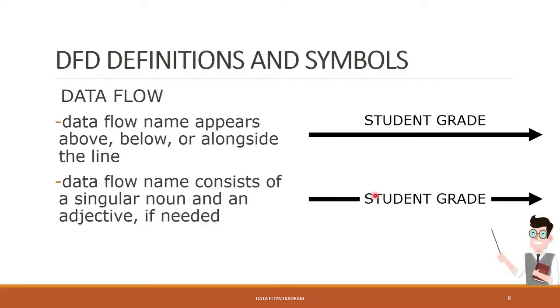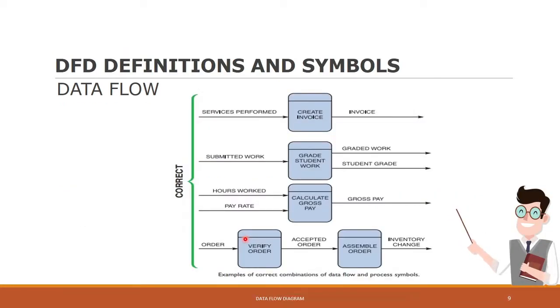The data flow name appears above or below or alongside the line. A data flow name consists of a singular noun and an adjective if needed. Examples of data flow names are deposit, invoice payment, student grade, order, and commission, etc. A data flow must have a process symbol on at least one end. Here's an example of a correct combination of data flow and process symbols.